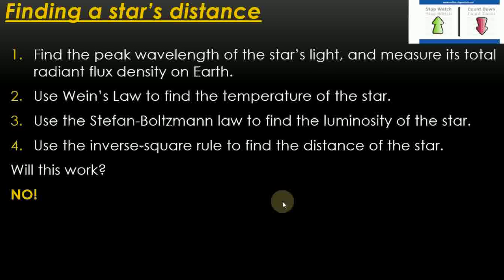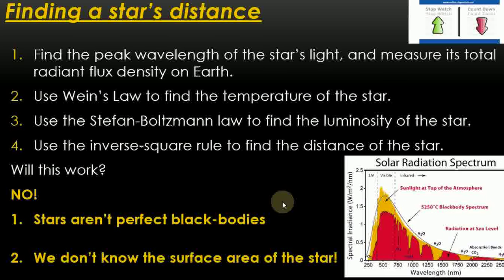Does this work? No, unfortunately. A couple of reasons for that. Number one, stars aren't perfect. They're annoyingly real world, so they don't emit perfect black bodies. So Wien's law doesn't actually work. It gives us a good approximation, but it's not precise.